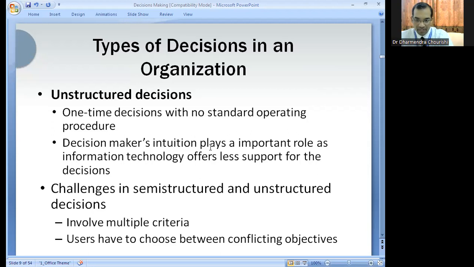Challenges in semi-structured and unstructured decisions: they involve multiple criteria, sometimes unexpected conditions which are not in the list that we have to consider and work on. So these are the challenges, contemporary or some unavoidable or unacceptable conditions as well. Users have to choose between conflicting objectives. That's why I'm saying sometimes we have to manage conditions that are not in favor, not in the rule book or policies, but still there are decisions to be made, and we have to consider these things as well.